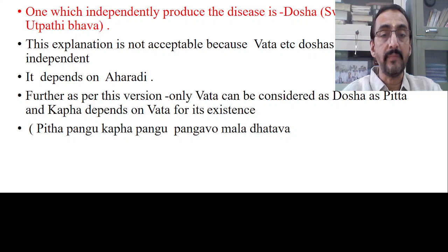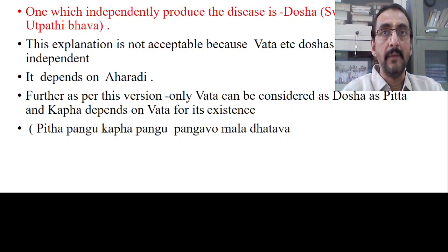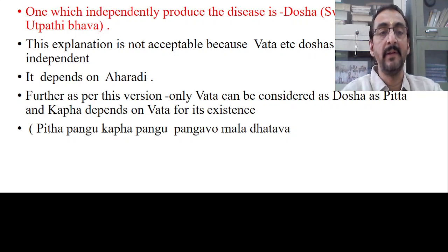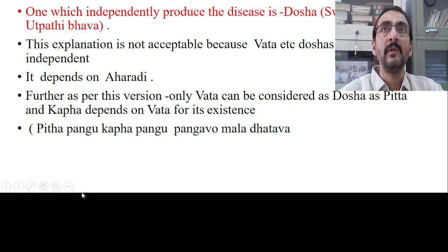Further, another important thing is, if you say that one which is independently able to produce a disease is itself called dosha, again one more problem comes because of Pitta Pangu, Kapha Pangu, Pangavo Maladatavaha. See, Kapha and Pitta are actually not at all independent, because for their movement also they depend on Vayu. So when they depend on Vayu, how can we call them independent? Their function or movement is possible only because of Vata. So this definition is also not a complete one.